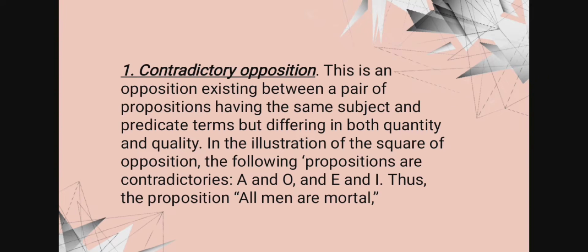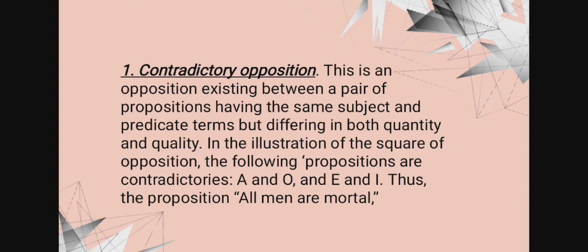Number 1. Contradictory opposition. This is an opposition existing between a pair of propositions having the same subject and predicate term but differing in both quantity and quality. Ito ay isang opposition na nag-i-exist sa dalawang pairs ng mga proposition na may parehong subject and predicate pero magkaiba ng quantity and quality. In the illustration of the square of opposition, the following propositions are contradictories: A and O, and E and I.